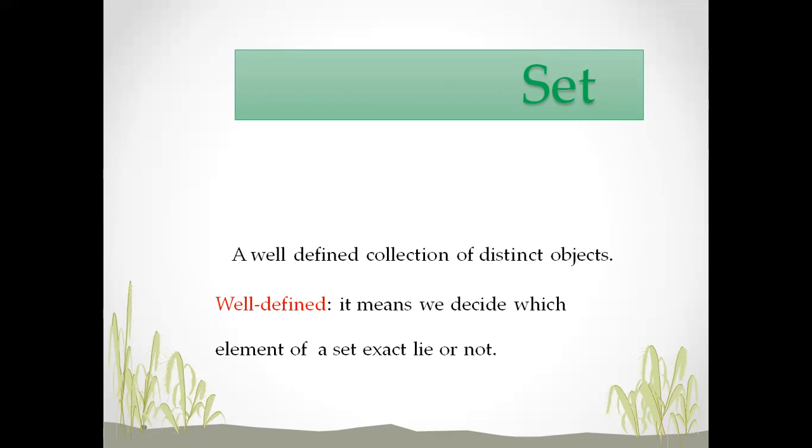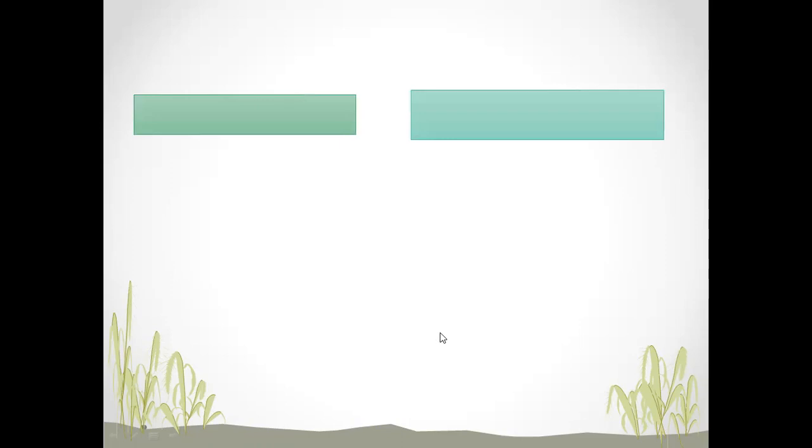But if you collect some intelligent boys, then you cannot decide which boy is included in it and which is not, because everyone measures intelligence according to their own scale. That's why it is not well-defined. So well-defined means we have clearly made a decision about a set and about the elements of a set. And distinct elements means different elements having different images.